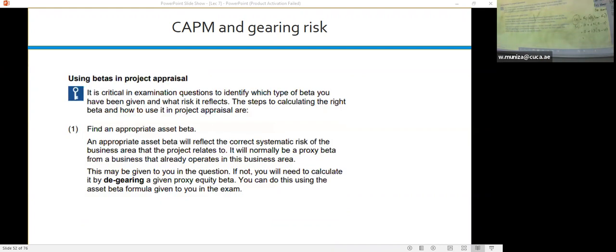Now, using beta in project appraisal, students, shall we end the class? We can take 5 more minutes. We can at least finish this.